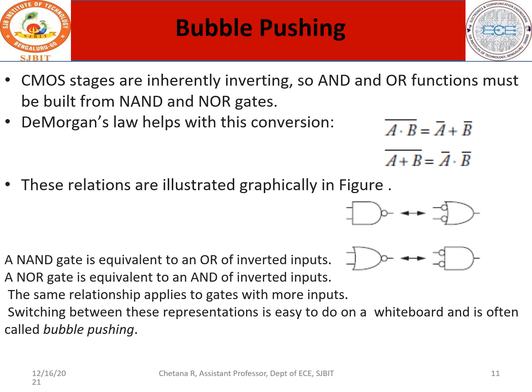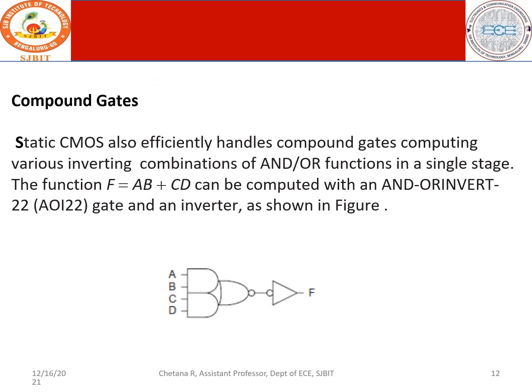Therefore, a NAND gate is equivalent to an OR of inverted inputs. A NOR gate is equivalent to an AND of inverted inputs. Therefore, the relationship applies to gates with more inputs. So switching between these representations is easy to do on a whiteboard and is often called bubble pushing. So this procedure of converting one gate to another gate is done with the help of bubble pushing, and this is the concept of bubble pushing.